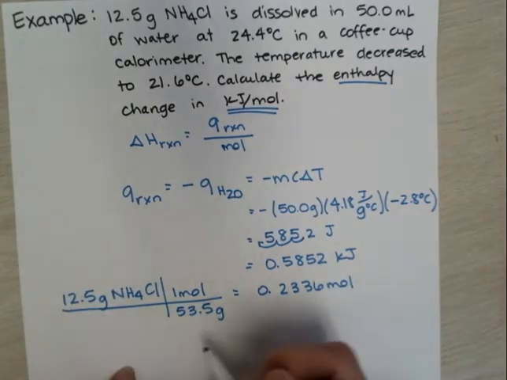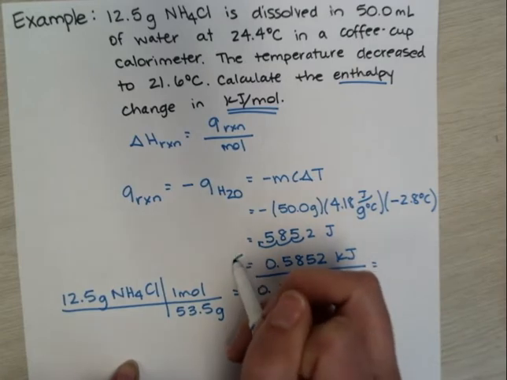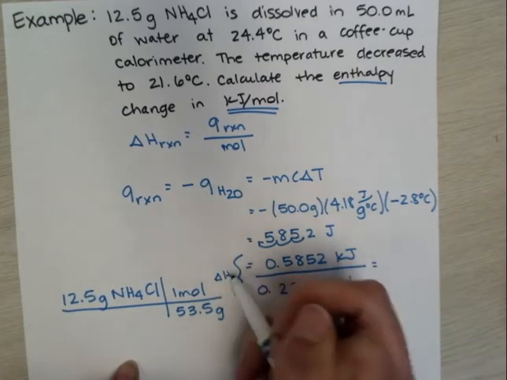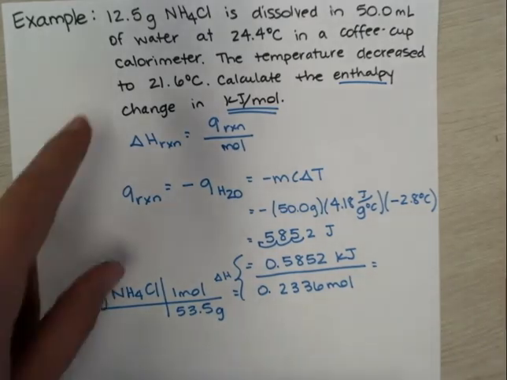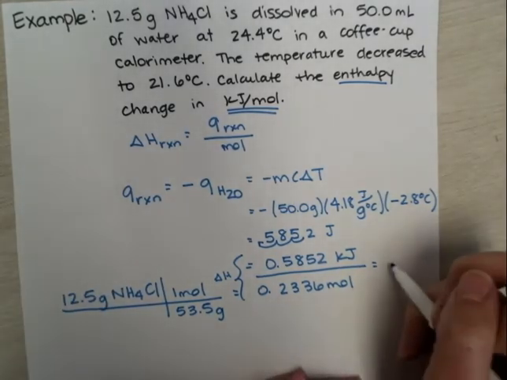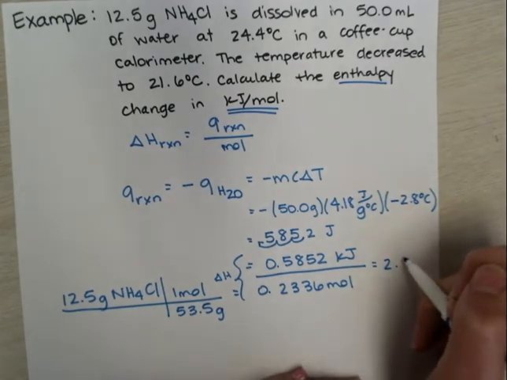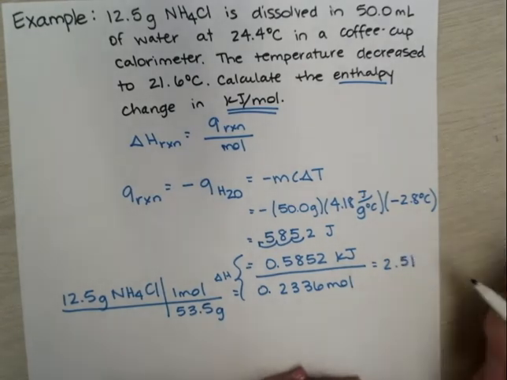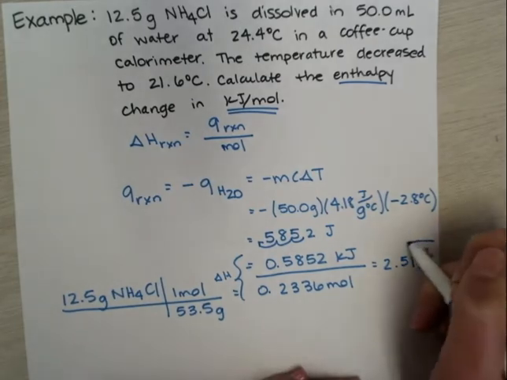So then delta H is kilojoules per mole. When I combine these two, 0.5852 divided by 0.2336, I guess I only needed 3 sig figs here again. It's going to be a positive 2.51 kilojoules per mole.